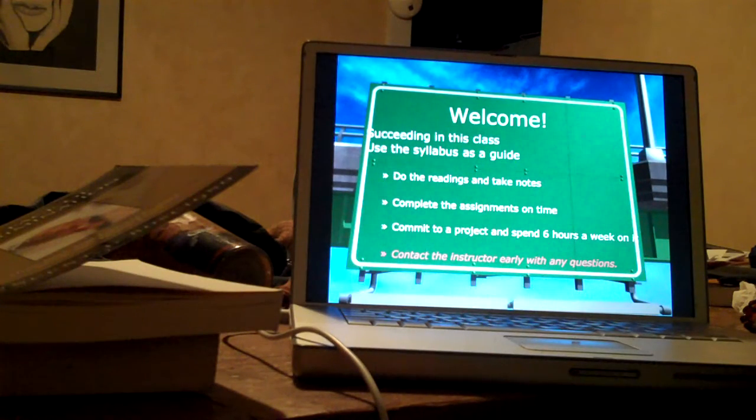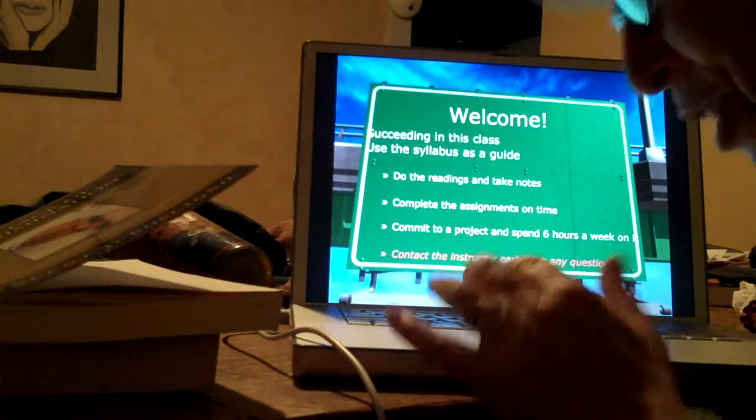In order to succeed in this class, you want to use the syllabus as a guide. You want to do the readings and take notes, complete the assignments on time, commit to a project and spend 6 hours a week on it. And if you have any questions, contact the instructor, that's me, early with any questions. So I hope that is clear.